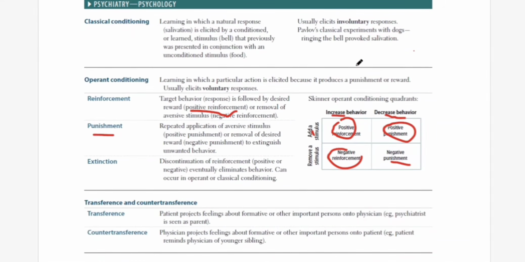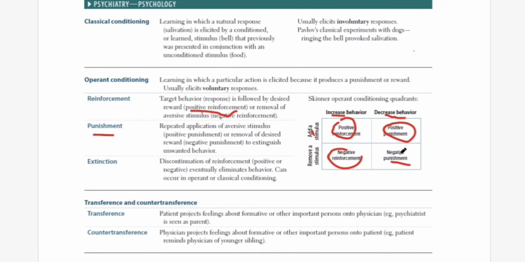Okay, so in punishment we also have positive punishment and negative punishment. In positive punishment, we add a stimulus and it decreases the behavior, and in negative punishment we remove a stimulus and it decreases the behavior. Let me give you an example. In positive punishment, we add something which will decrease the behavior. For example, someone is coming late to morning report, and we give them an extra shift, right? In that way, they will avoid coming late because they are getting extra shifts. We added something, we gave them the extra shift, and they will decrease their behavior. So they will come on time.